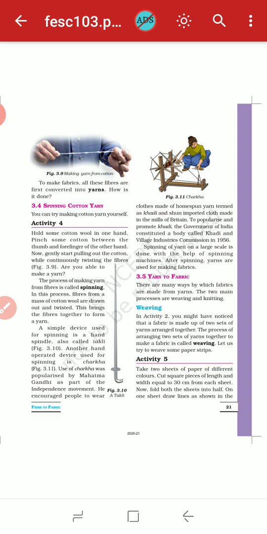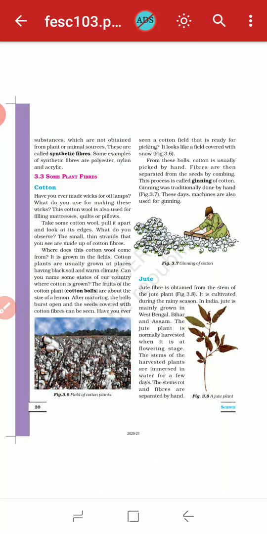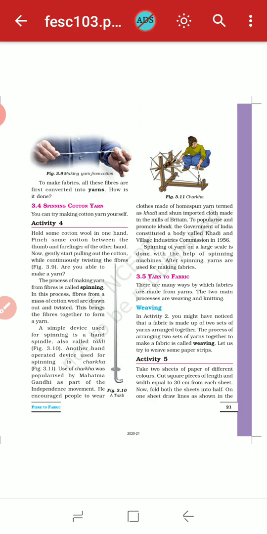Now take out your science textbook and open page number 21. So, dear children, as you know, yesterday we studied some plant fibers, that is cotton and jute, and spinning cotton yarn, and activity 4, in which we studied how we can make yarn from the cotton balls.